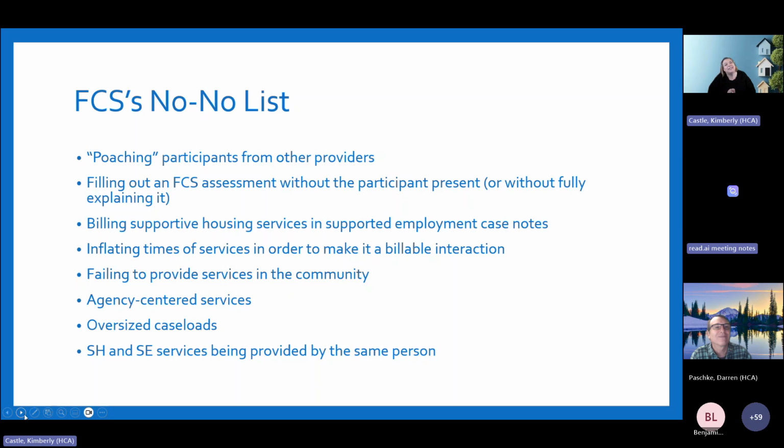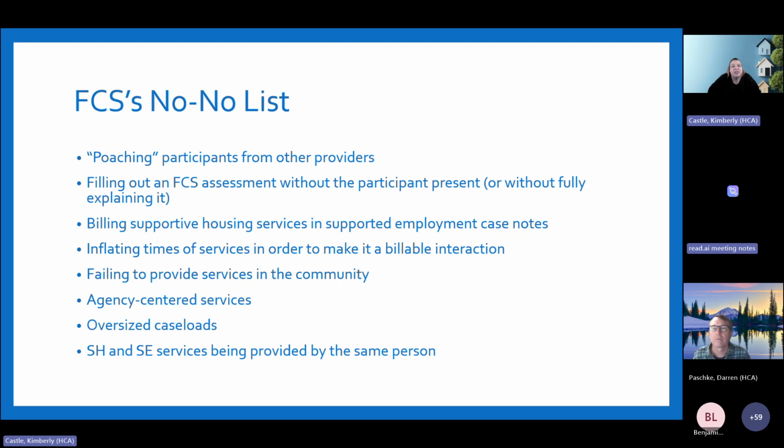Oh, the no-no list. There are some things we really want to talk about that really aren't great for a Medicaid program and things we want you to be mindful of. So we have been pretty competitive in FCS, which sometimes surprises me, but I did housing, so I get it. What we don't want to see is providers trying to take each other's participants. There's plenty of need out there.